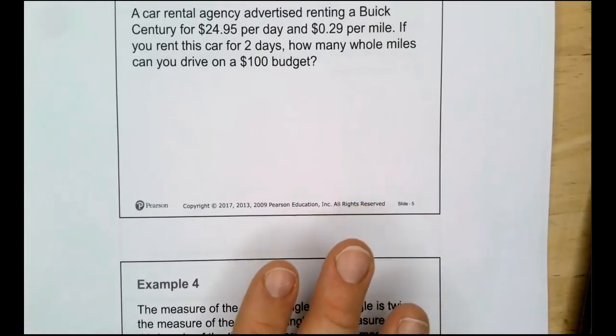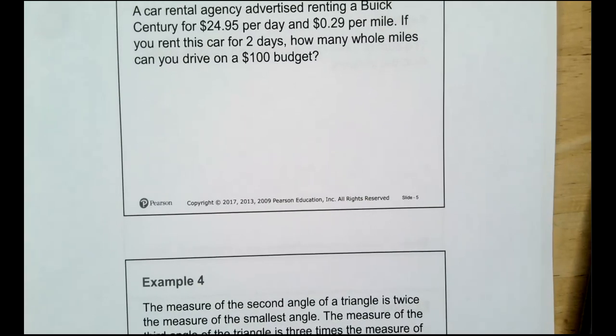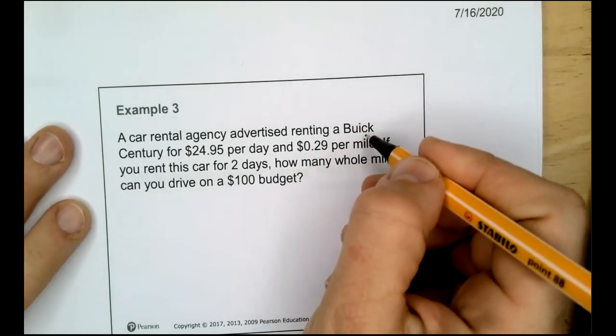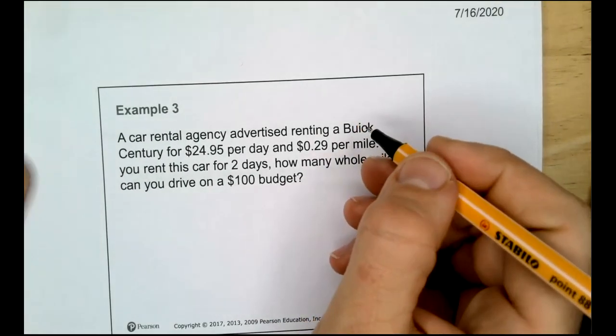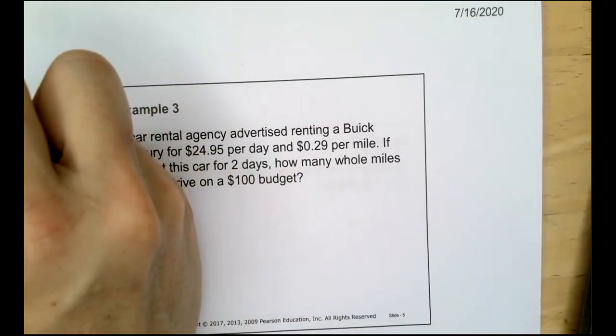For example 3, it says a car rental agency advertised renting a Buick Century for $24.95 per day and 29 cents a mile. If you rent this car for 2 days, how many whole miles can you drive if you only have $100 on a $100 budget? So what you want to do is think of what variables you need. In the previous 2 examples, we only had the variable x, right? But we have a car, we have the days, right?